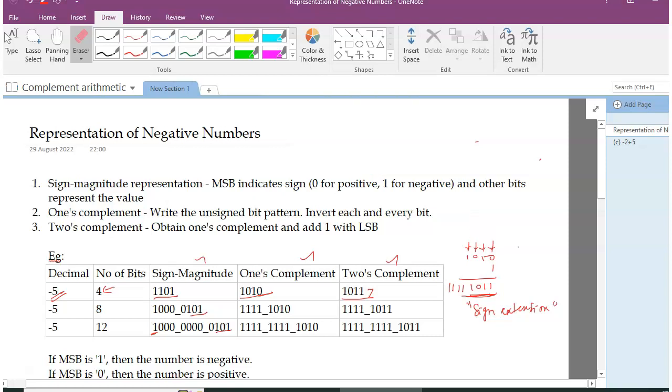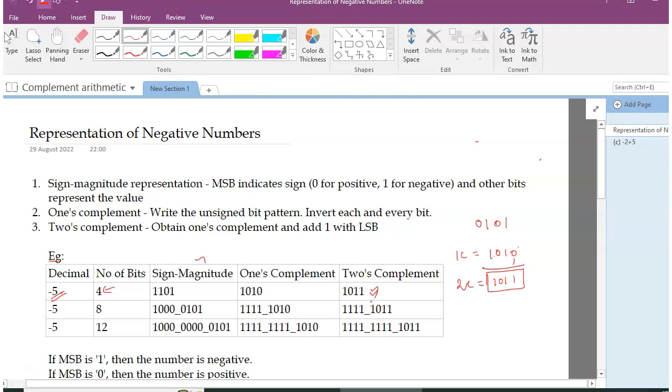If you remember the sign extension, you can easily get the 1's complement of minus 5 in 8-bit format and 12-bit format. See, the sign is extended. For 2's complement in 4-bit format, first we have to write the unsigned representation of this one, and then we need to take 1's complement. 1's complement equals 1 0 1 0. For 2's complement, we need to add 1 at the LSB, so the value is 1 0 1 1. This is the 2's complement representation of minus 5 in 4-bit. That one is given here.